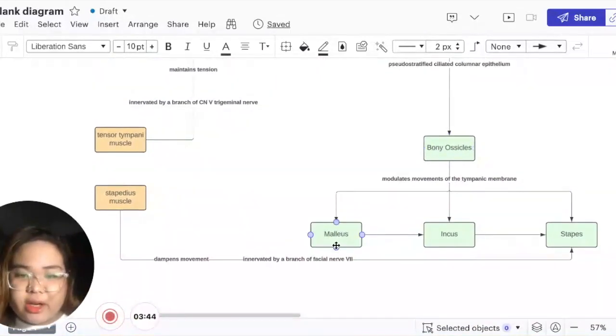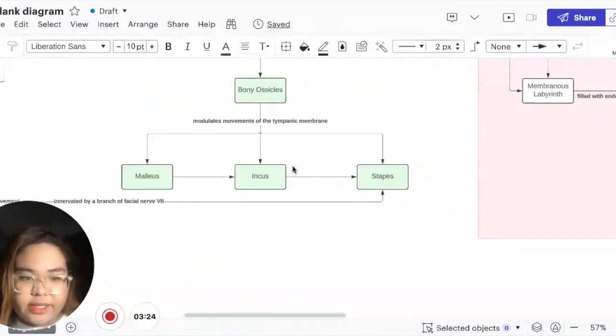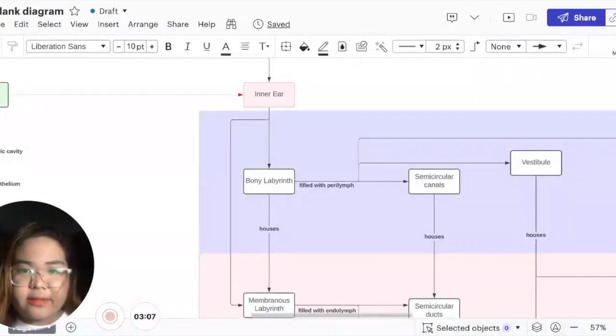And for the bony ossicles, the malleus, incus, and stapes, this is how they're arranged in the ear: outermost malleus, incus, and then innermost stapes. The stapedius muscle helps dampen movement of the stapes, and it's innervated by a branch of facial nerve, CN 7.